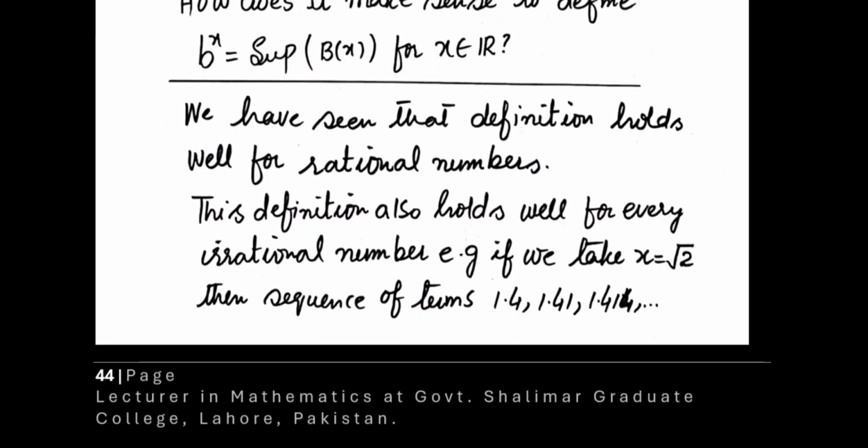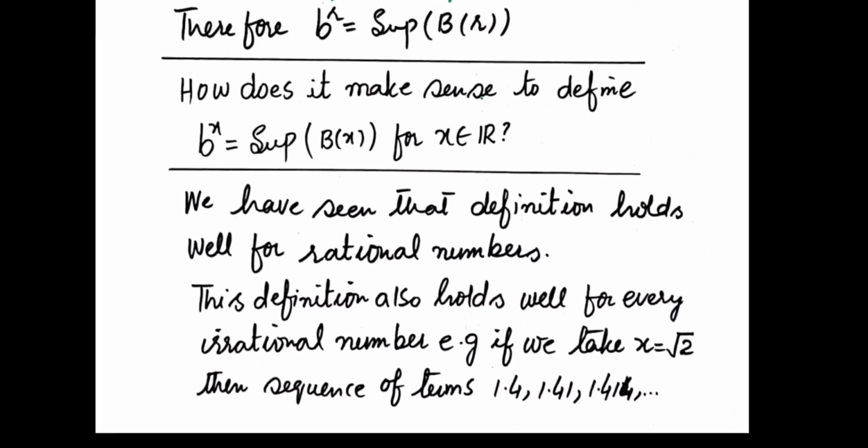Next, how does it make sense to define the supremum of this set B(x) as b raised to the power x when x is a real number? We have seen this definition hold for rational numbers. This definition also holds for every irrational number.